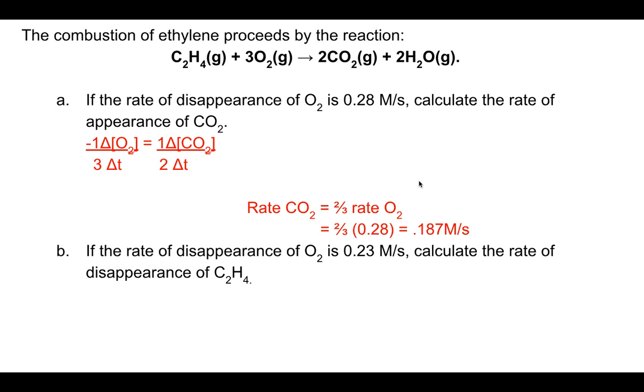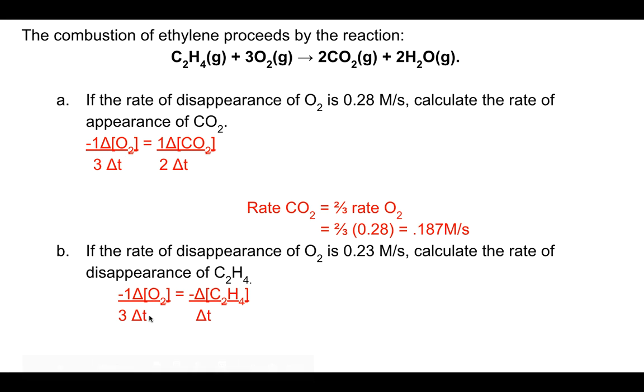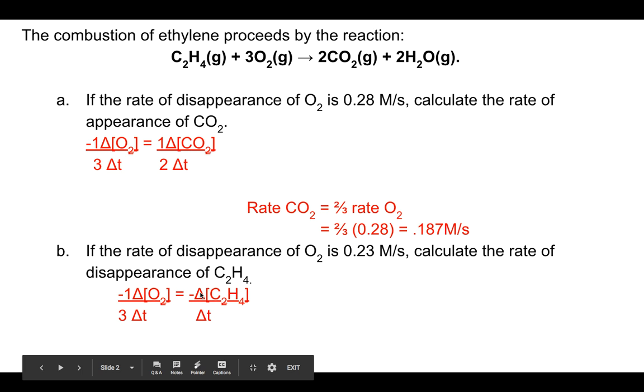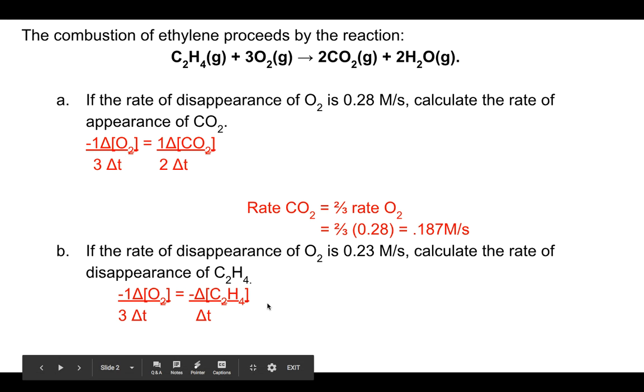I'm going to do the same process, but this time I know the rate of disappearance of O2, and I want to calculate the rate of disappearance of the C2H4. So I'm going to do the same thing. I'm going to set up my comparison between the two values, using my stoichiometric coefficients. So it's 1/3 of the change in concentration of O2 over time is equal to the change in concentration of C2H4 over time. Our stoichiometric coefficient is 1, so we don't include that.